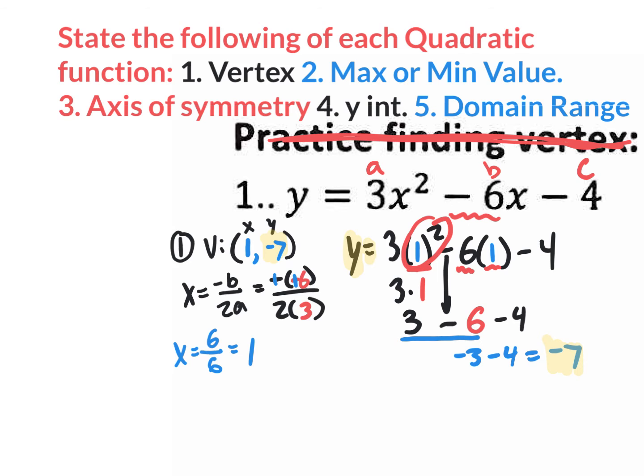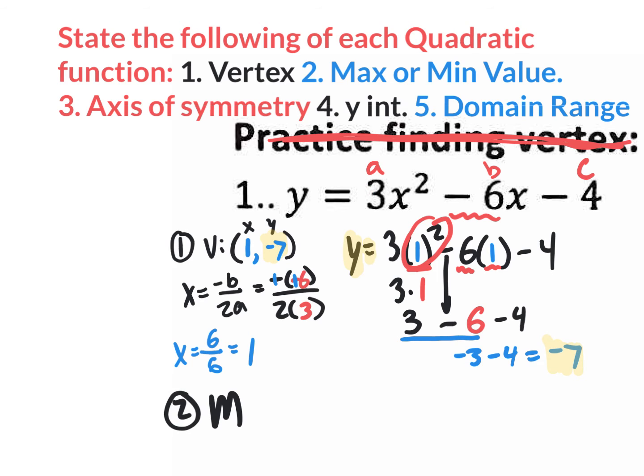Let's go to the second thing. Do we have a maximum or minimum value? They both start with m, so I'm going to write down the m. Do we have a maximum or minimum value? In order to understand this, we got to understand what this a value tells us, right? What does that a value tell us? Does it open up or down? The a value is 3. Does it open up or down?